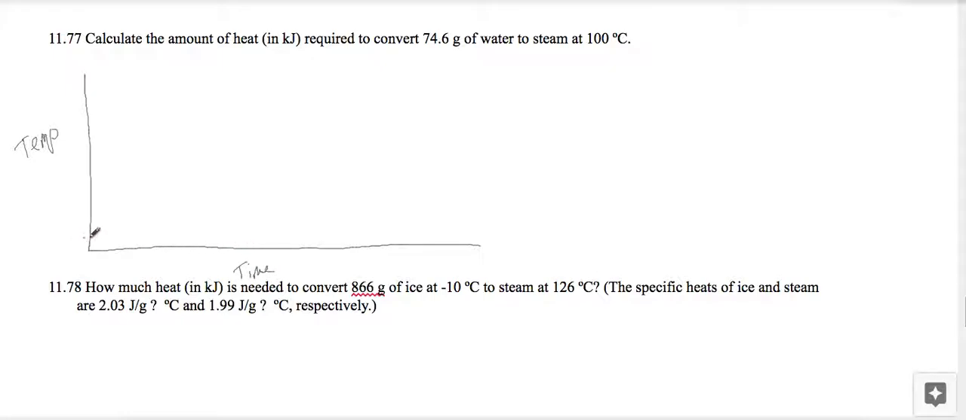So if we're down here at negative 20 degrees Celsius, and then this is 120 degrees Celsius, this is going to be 0, this is going to be 100. If we start down here at negative 20 degrees Celsius, as we heat that water, it's going to go up to 0. Then it's going to change phases. And then we're going to go up to 100, and then we're going to change phases. And then we can go up to 120.